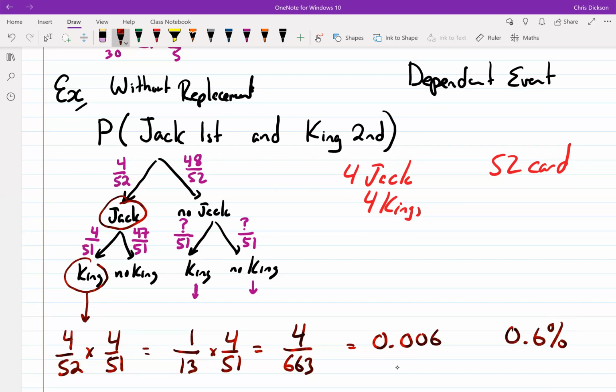The big thing today was tree diagrams. That's really what you're going to be asked quite a bit on your test. And we talked a little bit about dependent events. Those are ones that depend on what happened before. Flipping coins, they're not dependent. Rolling dice, they're not dependent. But taking cards from a deck where you're not replacing them would be an example of dependent events.